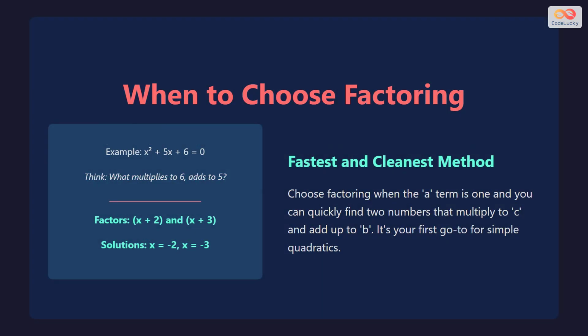Let's start with factoring. This should always be the first method you consider because it's often the fastest. Factoring is ideal when your quadratic equation is simple. Specifically, look for situations where the leading coefficient, or the a value, is 1. If you can quickly spot two numbers that multiply to your c term and add up to your b term, then factoring is the way to go.